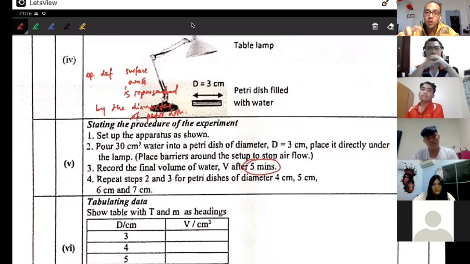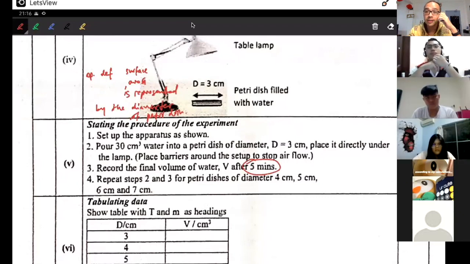Rather than putting all the water and waiting until it has all evaporated. That takes a longer time and it's not practical, because how do you know when it has completely evaporated? You're not going to stare at the water slowly. Oh my goodness, watching water evaporate is a very long process. So yeah, this makes more sense.